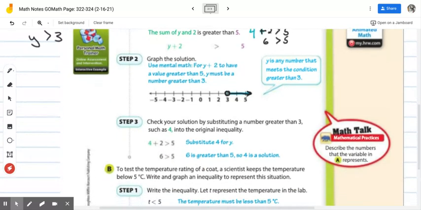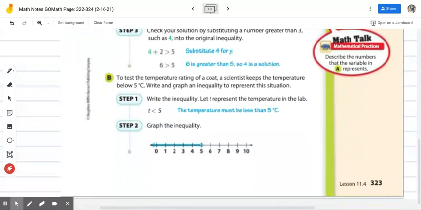Okay, so we have our second example. And this time we have a real world situation, a situation that you might run into in everyday life, right? So let's read this real world situation and see what it says. It says, to test the temperature rating of a coat, a scientist keeps the temperature below 5 degrees Celsius. Write and graph an inequality to represent the situation.